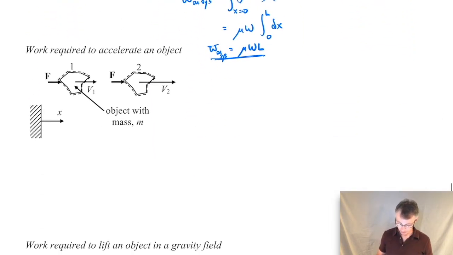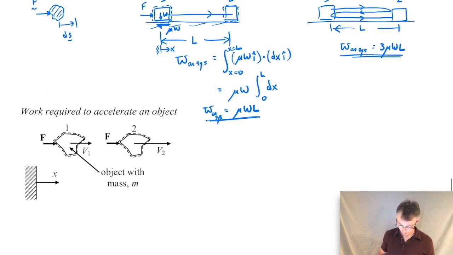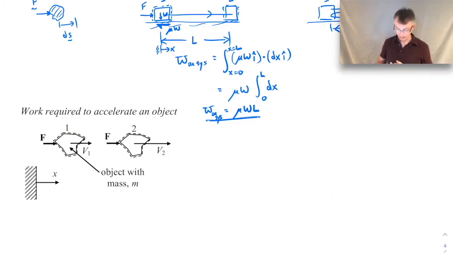Here, let's take a look at the work required to accelerate an object. We have this object, our system, indicated by the dashed line. It's an object with mass m, initially at velocity v1. I'm going to apply some force to accelerate it up to velocity v2. I've got a little coordinate system in here as well. My state 1 is here, my state 2 is there. I want to find out how much work it takes to accelerate the object from velocity 1 to velocity 2.